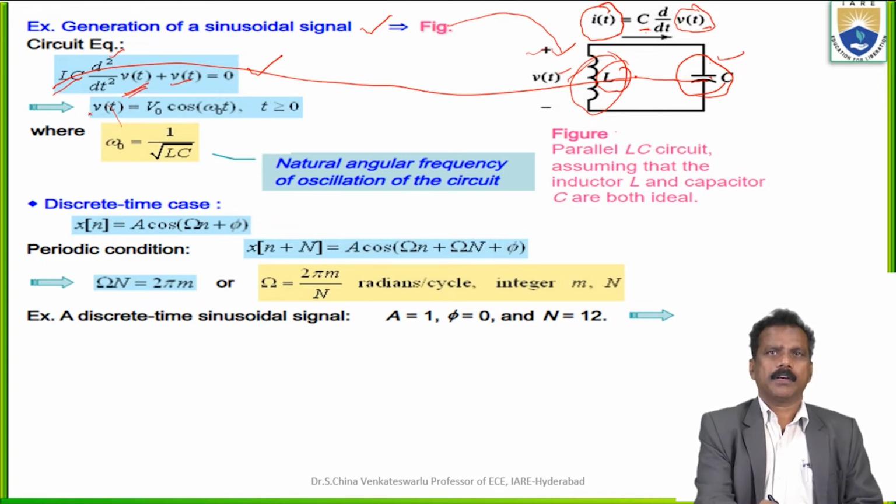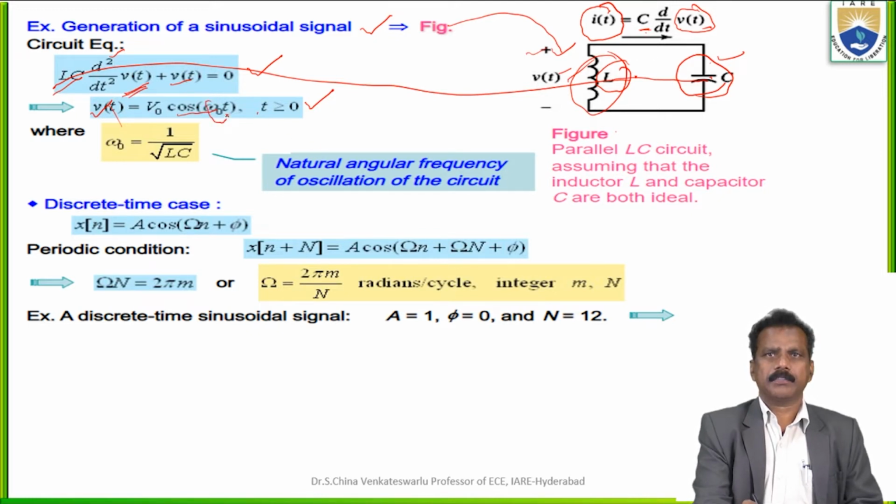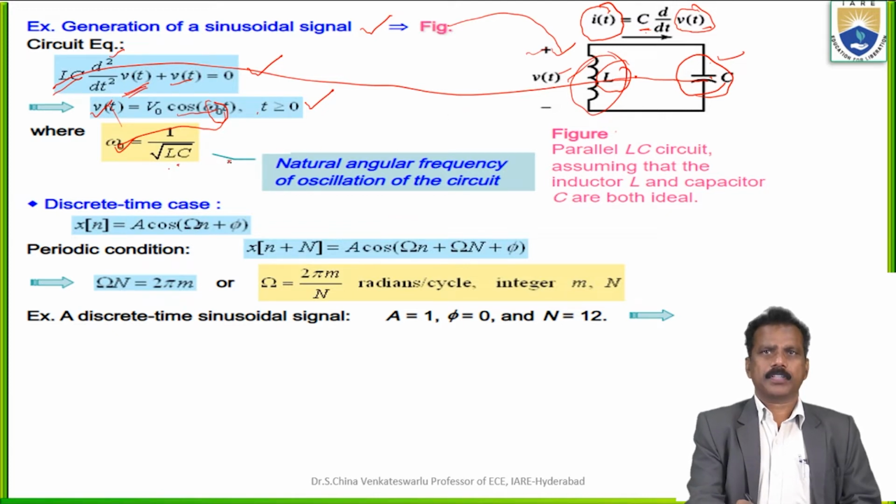So we want to calculate V of t. V of t is equal to V naught cos omega naught t, for t greater than or equal to 0, where omega naught is equal to 1 by square root of L and C. This is the natural angular frequency. Omega naught is nothing but the natural angular frequency of oscillation of the circuit.